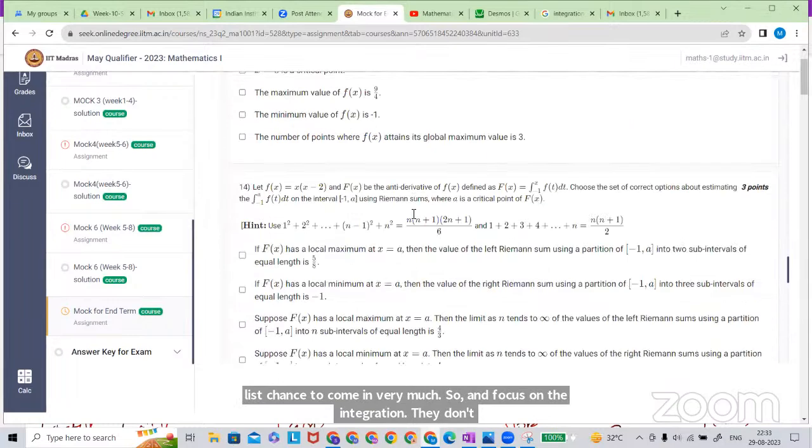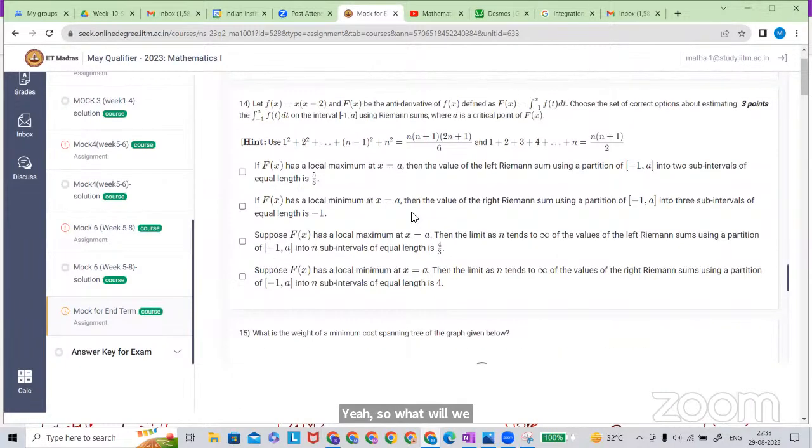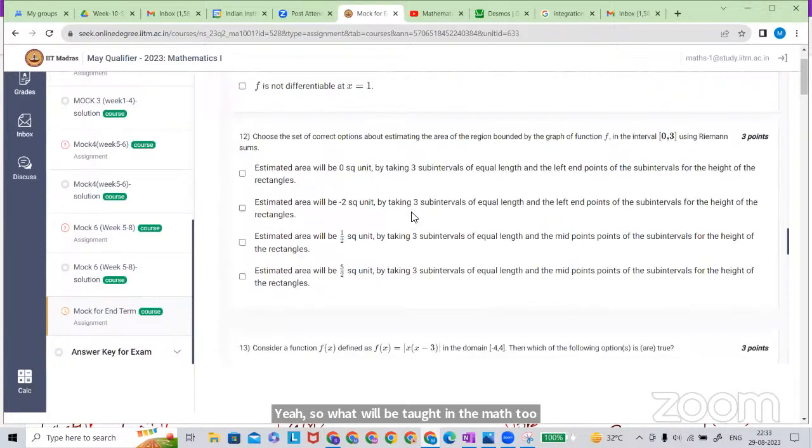Sir, what will be taught in Math 2? Linear algebra, linear transformation, vector space. Okay, sir. And then also multivariable calculus. Sure.